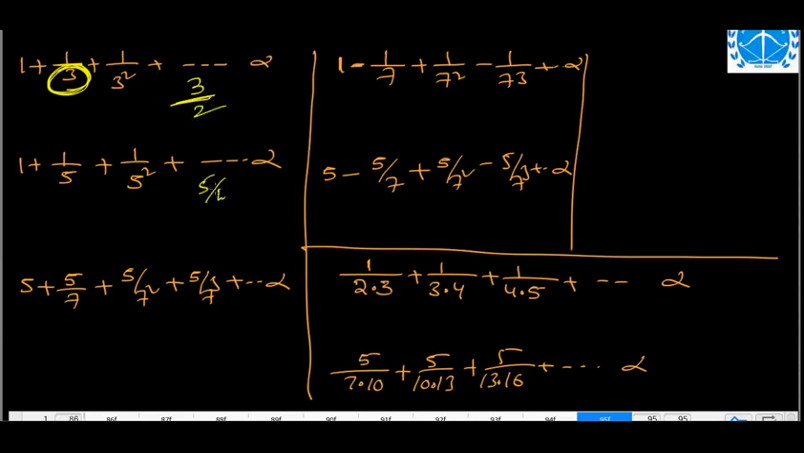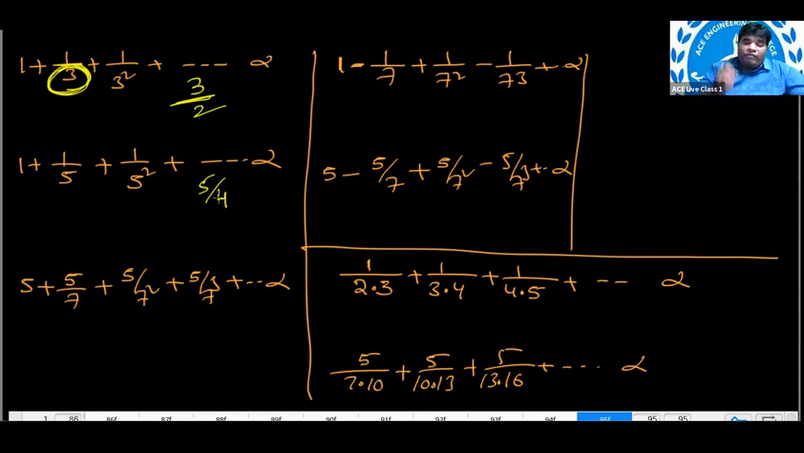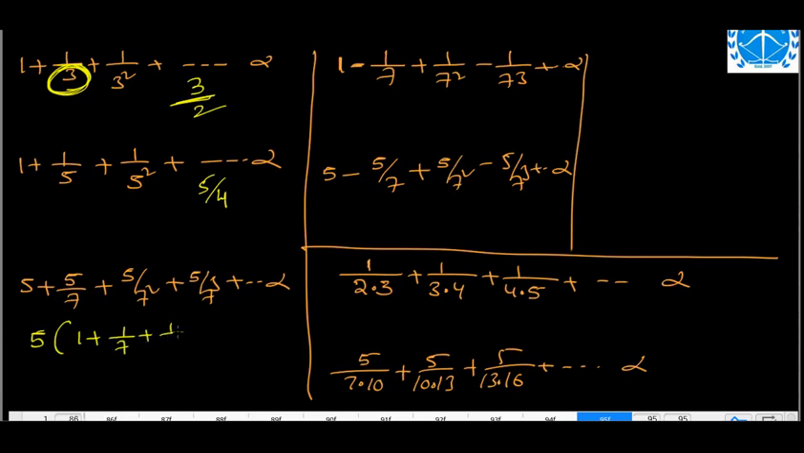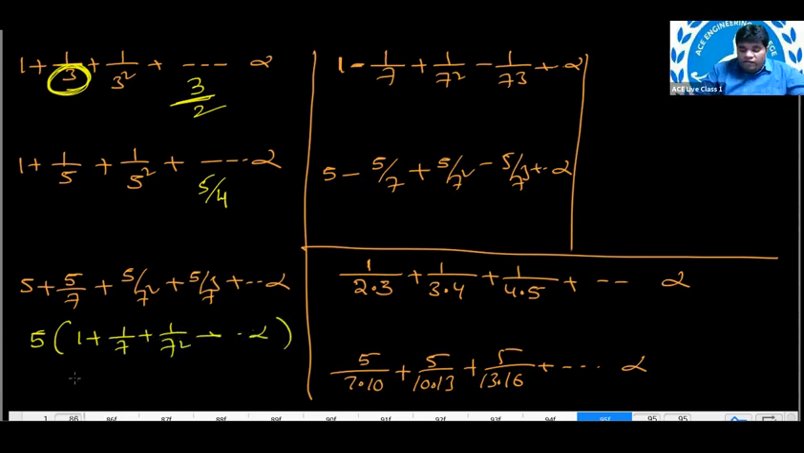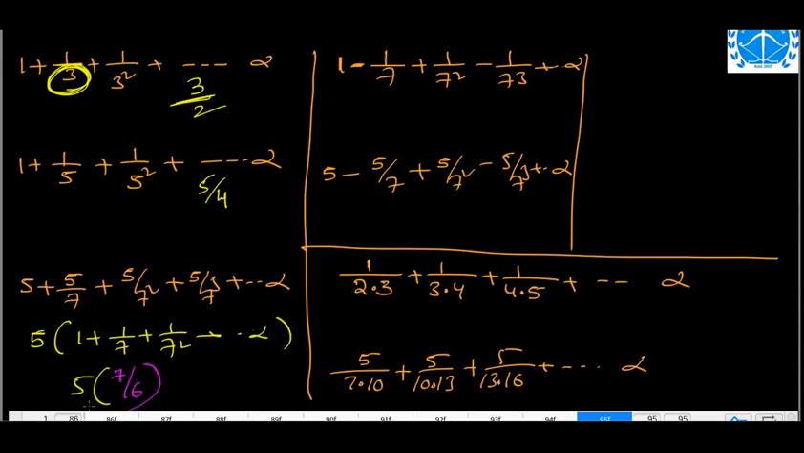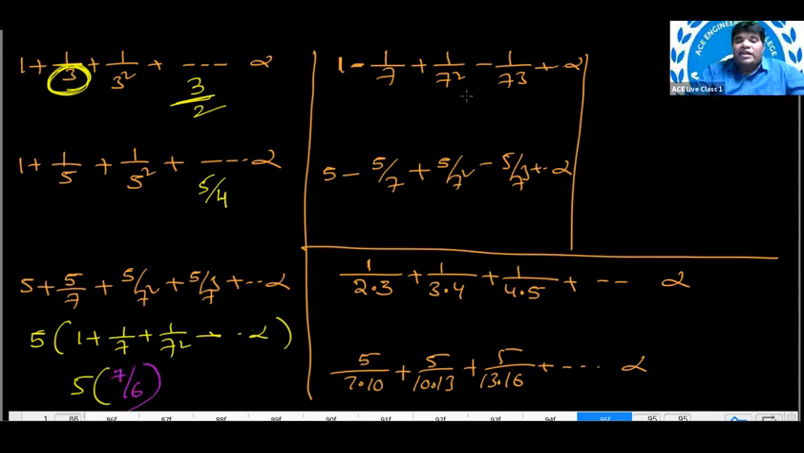5 by 4. There is no one, so what is the common? 5 is common. Then what is the answer? 5 common into the next, 7 by 6. Completed. In the alternative case, the denominator value is put in the numerator, and next one addition, 7 plus 1. So 7 by 8 is the answer. Previously subtraction, here addition, with 5 common, then the answer is 7 by 8.